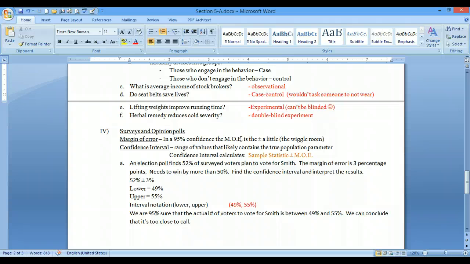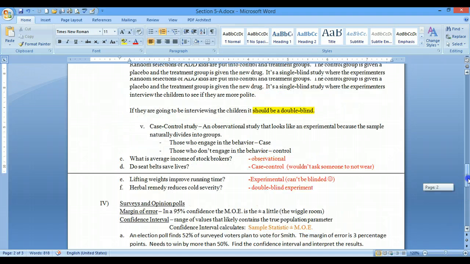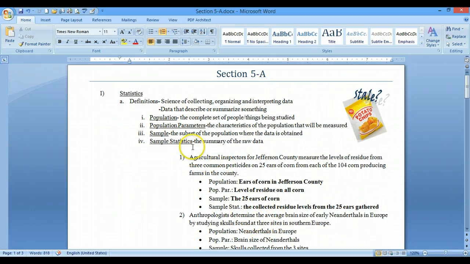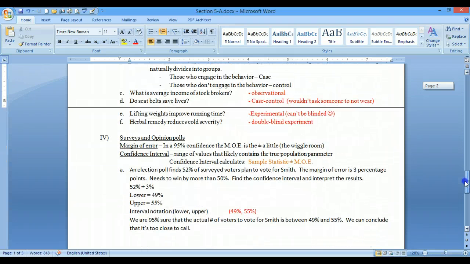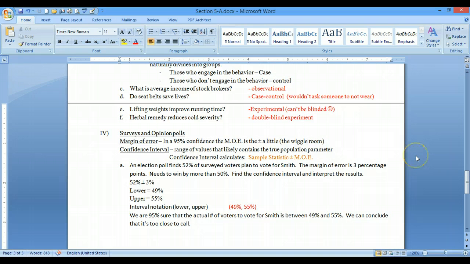Wait a minute, we talked about population and sampling and sample statistic. So what's going on with this true population parameter? Remember with my potato chips up here, the sample was the summary of the raw data, the actual potato chips that were stale. The population might not all be stale. So the true population parameter right here might not be that all the bag is stale. There might be some that aren't. So it's that range where it most likely is correct.